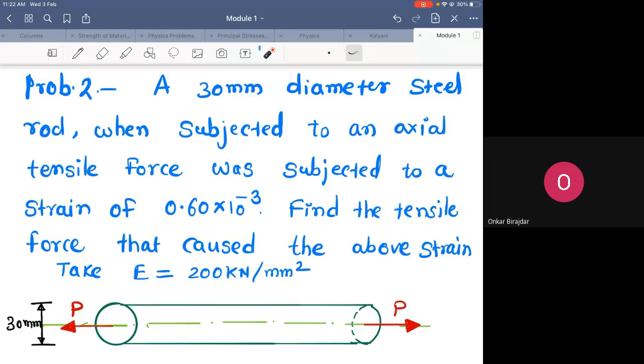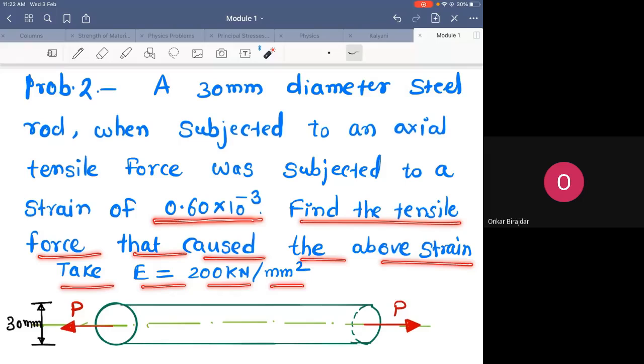And this is subjected to an axial tensile force. I don't know the value of the force. Here I mention this as P. This is subjected to tensile force P, which is applied on the axis of the rod. The force is applied on the axis of the rod, therefore it is called axial force. And due to the application of force P, the strain developed in the rod is 0.6 into 10 to the power minus 3. Strain is given. Find the tensile force that caused the above strain. Take E equal to 200 kilonewton per mm square.